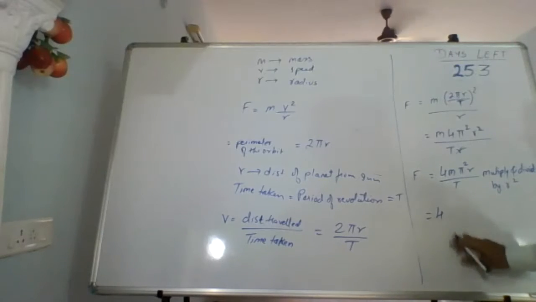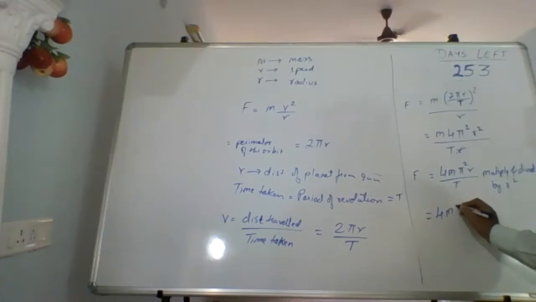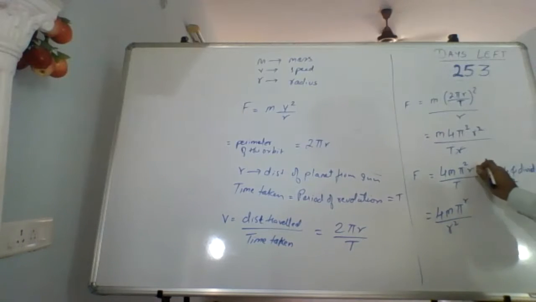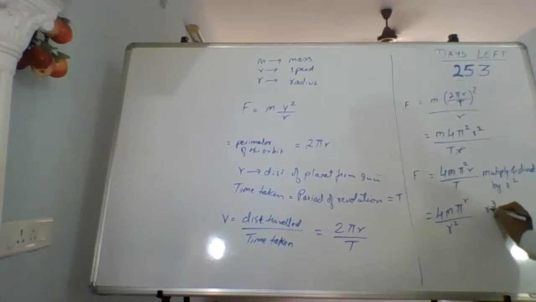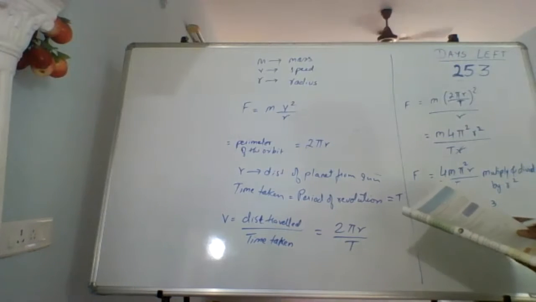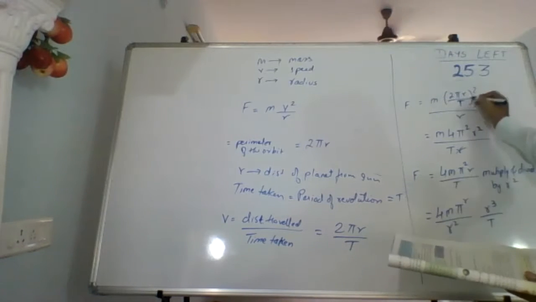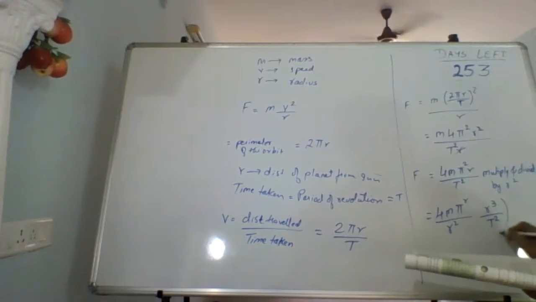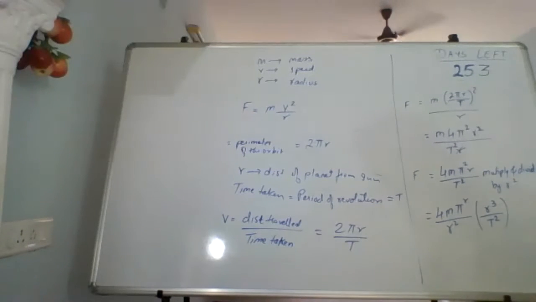This will become 4m pi square upon r square, and this r into r square will be r cube upon t square. R cube upon, sorry, this was t square. This whole thing, r cube upon t square. But already we had seen the other day, r cube upon t square upon r cube was constant.